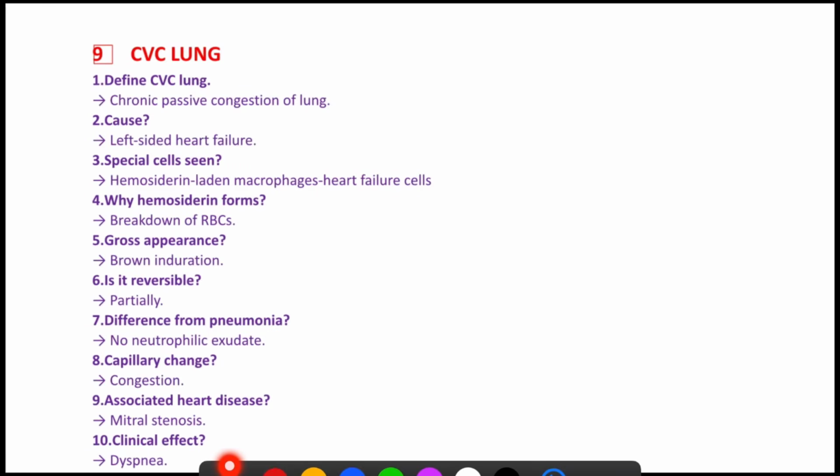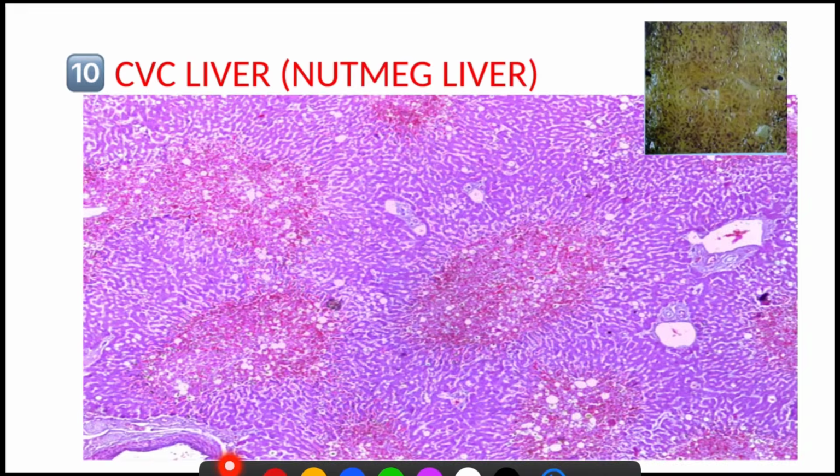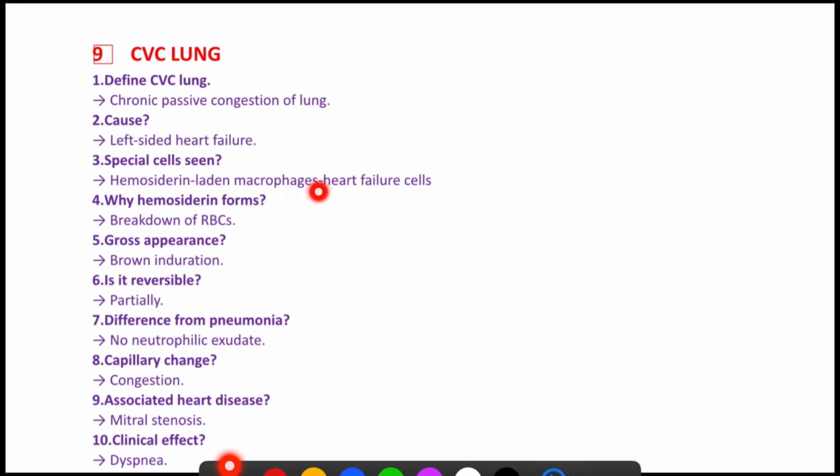Now some questions, like what is the cause of this CVC? The most common are left-sided heart failure and mitral stenosis. CVC liver, another slide, we will discuss. It is brown colored in appearance, but here because of central vein congestion and surrounding fatty necrosis. So in CVC lung, hemosiderin laden macrophages, and grossly it is brown induration.